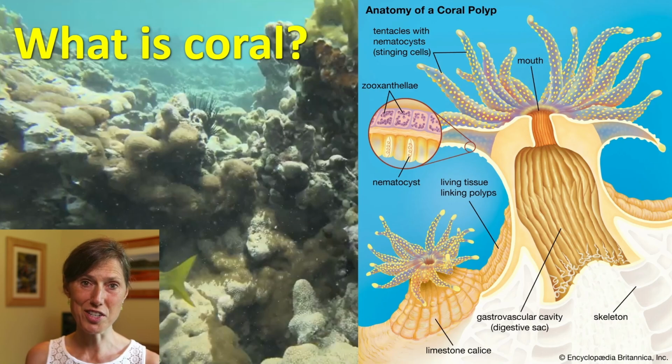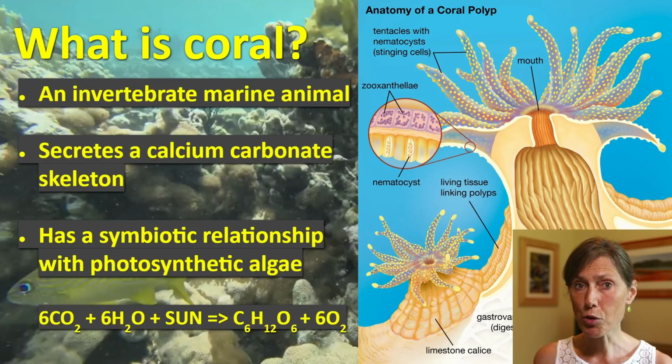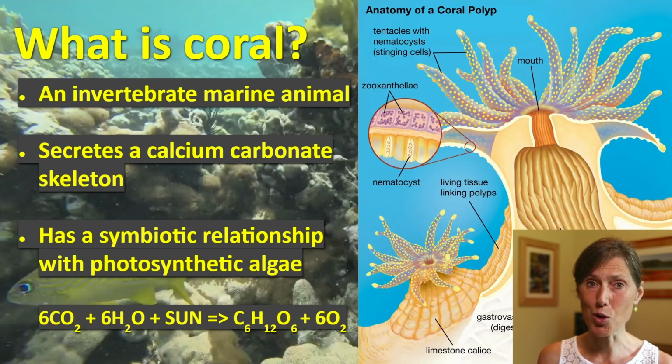The second question that comes to mind is, what is coral? Coral is an invertebrate animal. Animal because if you look closely at the individual cells, they lack a cell wall. So even though corals are sedentary, because they're connected to their base, they are not considered to be plants. Corals secrete a calcium carbonate skeleton, CaCO3, very similar to the chalk for those teachers that are still using chalk.